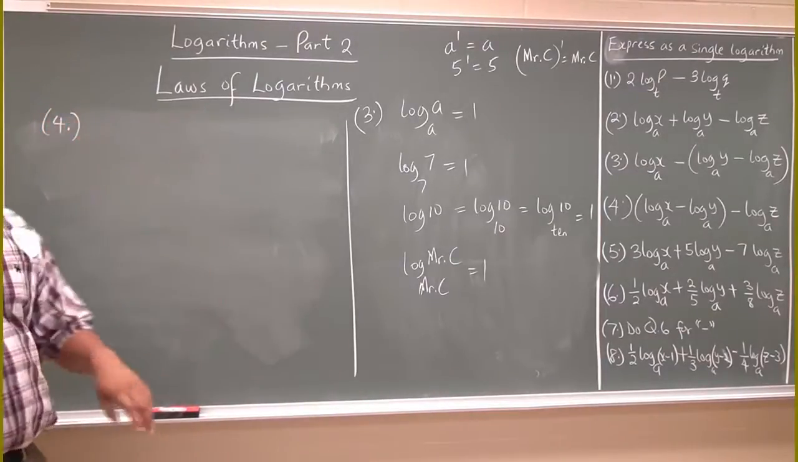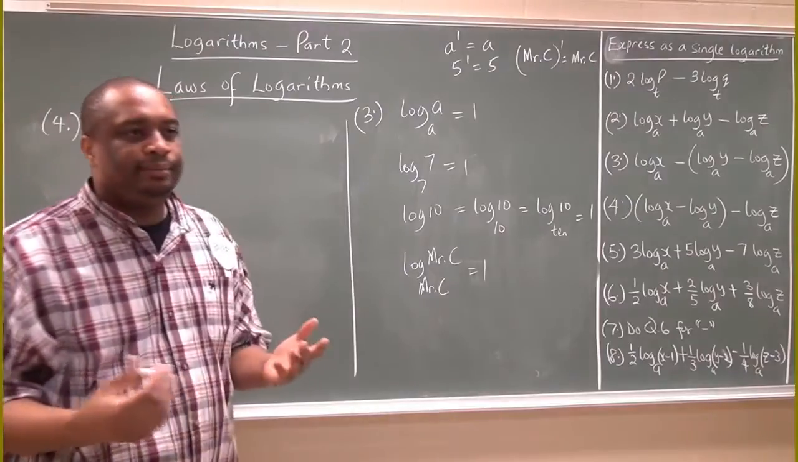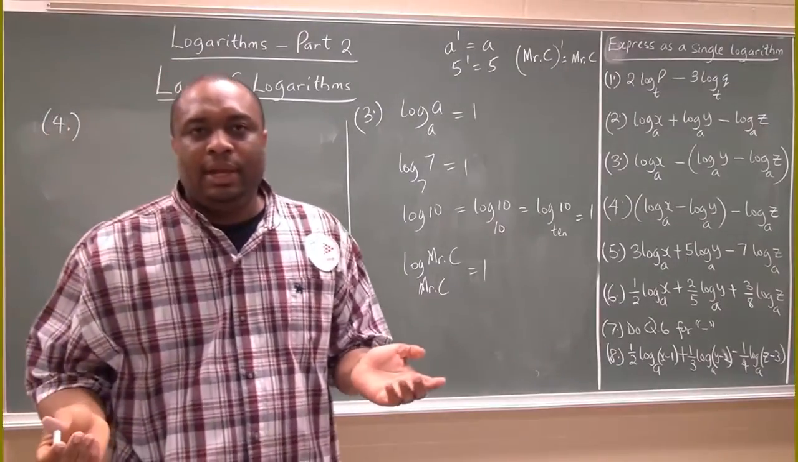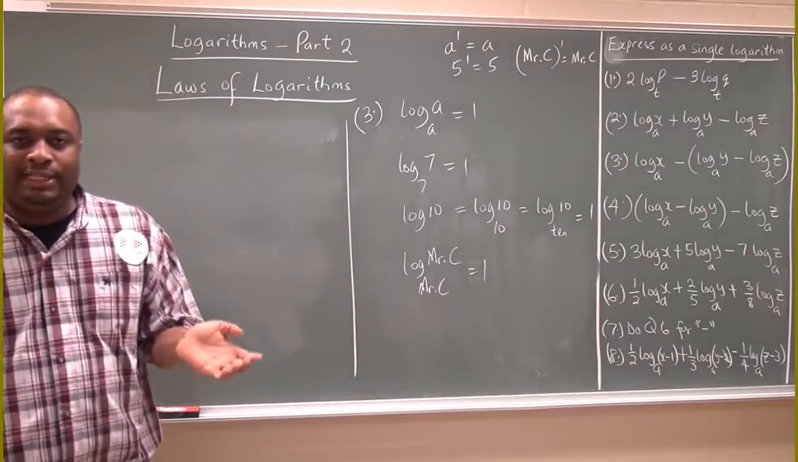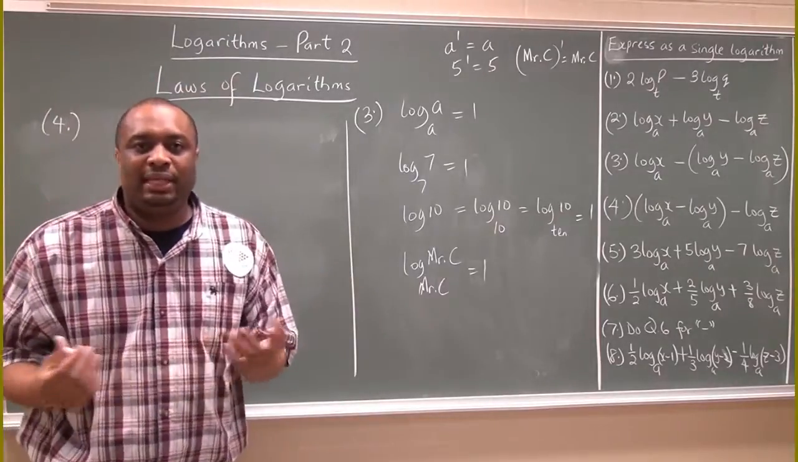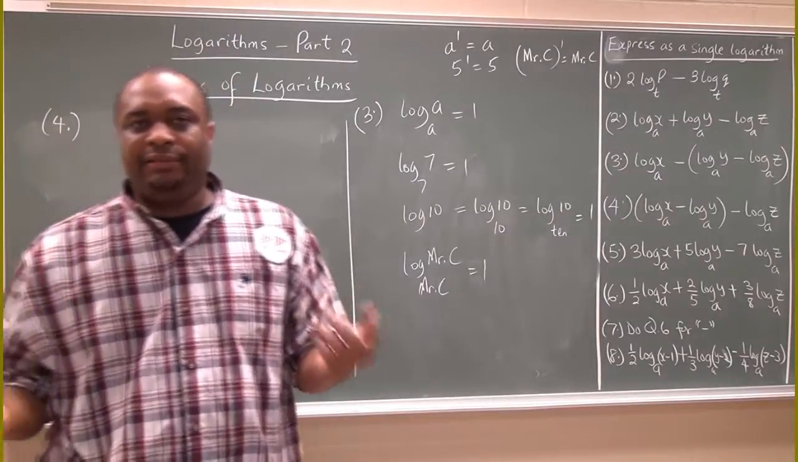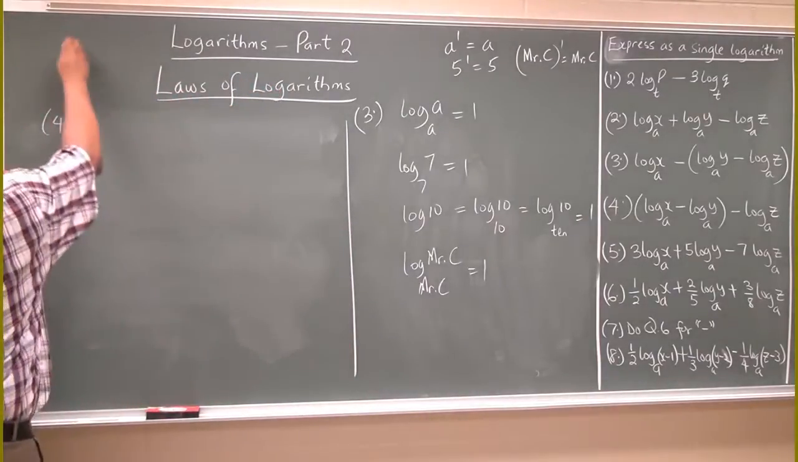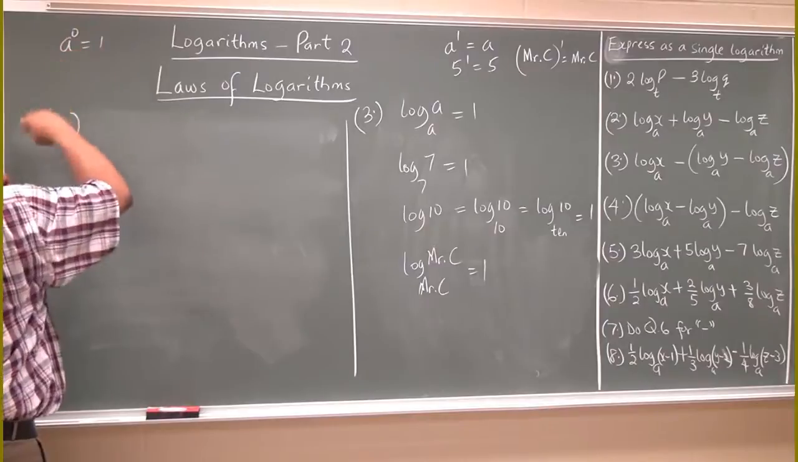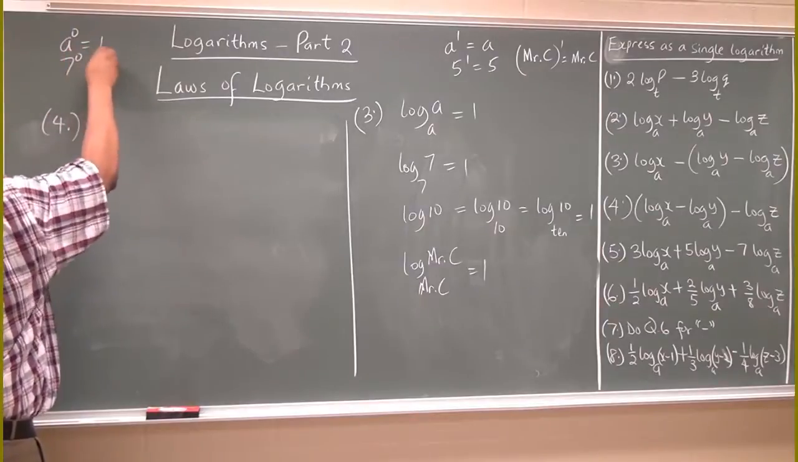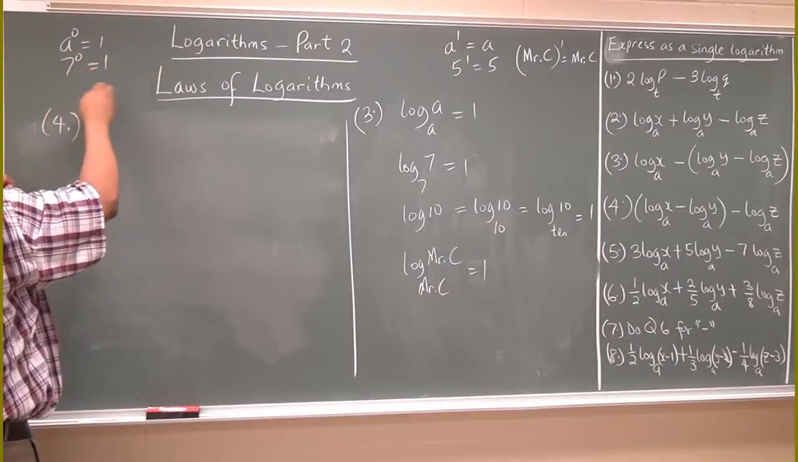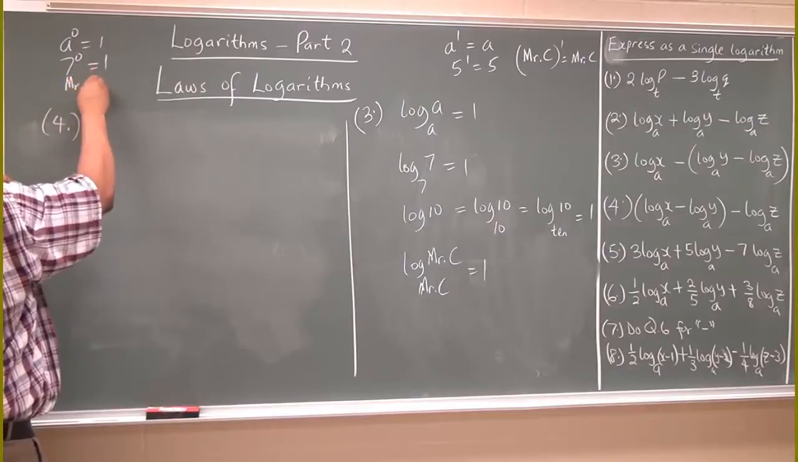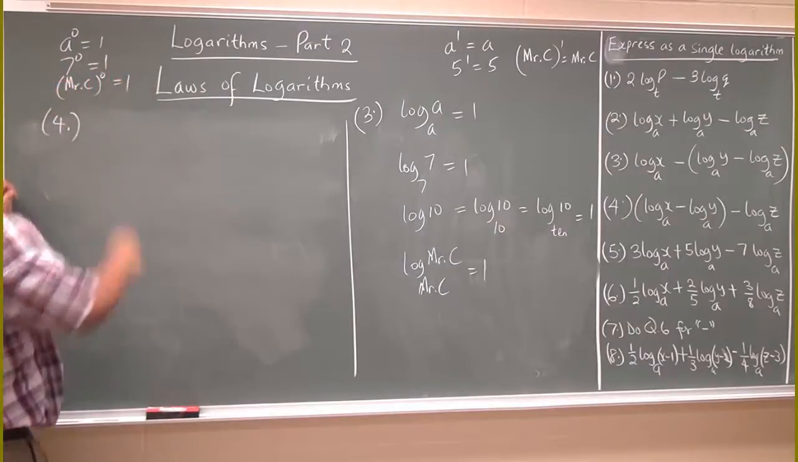Just like in exponents, when we have a 0 exponent, when we raise anything to the 0 power, it gives us 1. When we do a raised to power 0, it gives you 1. If we do 7 to the 0 power, it gives you 1. If we do c to the 0 power, it gives you 1.